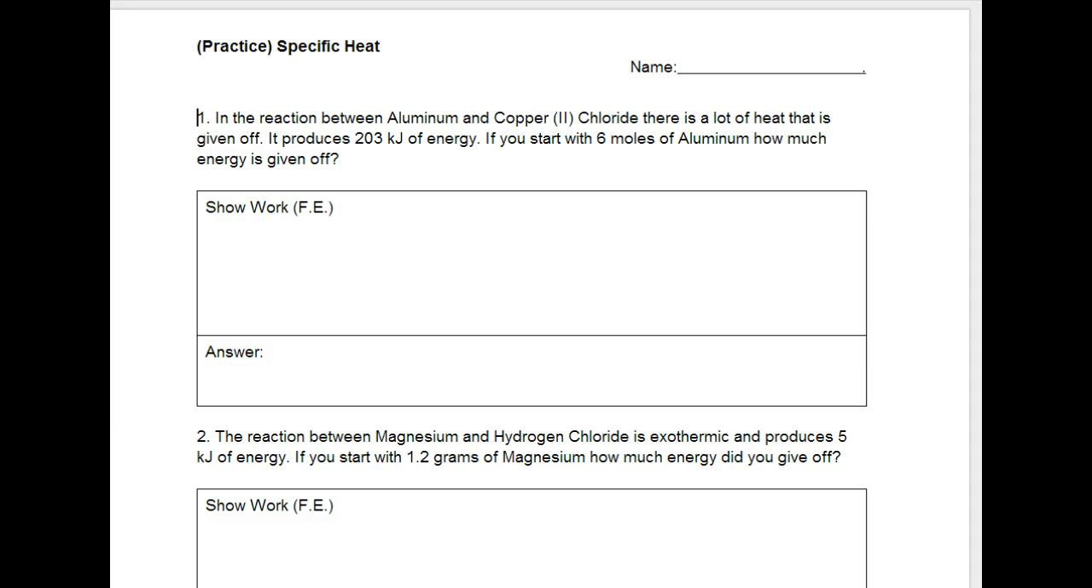For the practice in terms of the specific heat, all we're really doing is writing out an actual reaction and seeing how many kilojoules this particular reaction creates. And based off of what the change would be, we can figure out what the change in energy would be as well. So first thing we got to do is write out a balanced reaction between aluminum and copper(II) chloride.